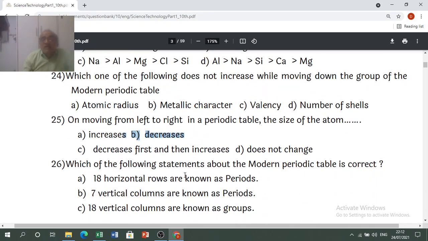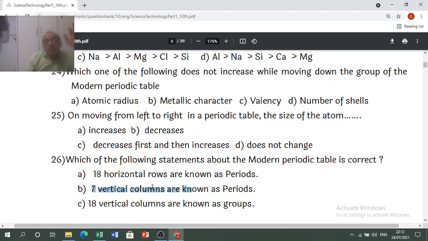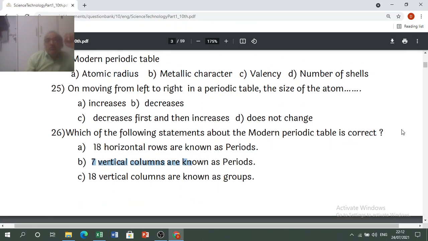Which of the following statements about the modern periodic table is correct? 18 horizontal rows, no, this one is false. 18 vertical columns, 7 vertical columns is also false. 7 horizontal rows. Which is correct, we want to find? 18 vertical columns are known as groups is the correct answer. That's why C is the correct answer.